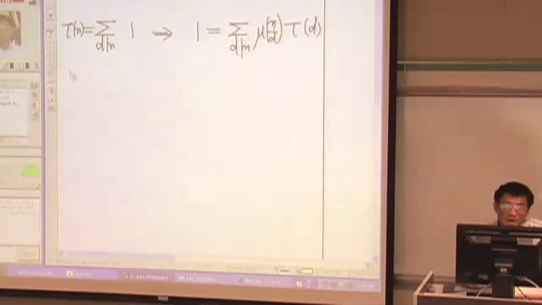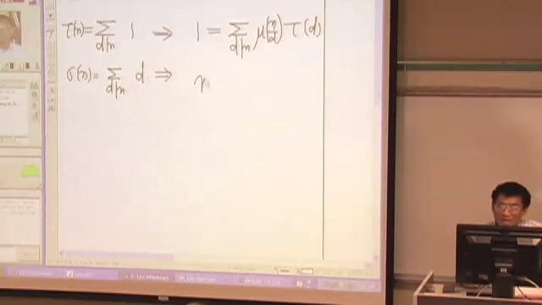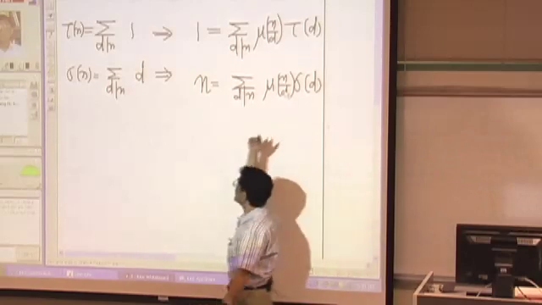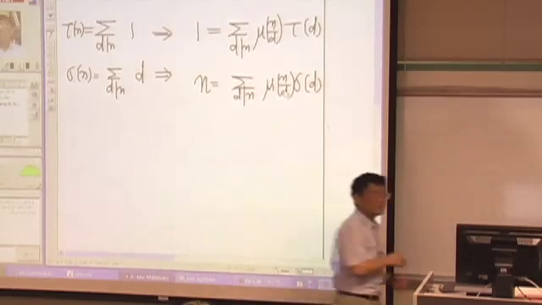Similarly, if you add these things, then you get this n, right? Then what can you say? We can use n here, then n equals the sum over d dividing n of mu of n over d times sigma of d, right? So we can write the function this way. So we can get this kind of result. And for any power, you can do these things, right? For any power, you can do this kind of thing.